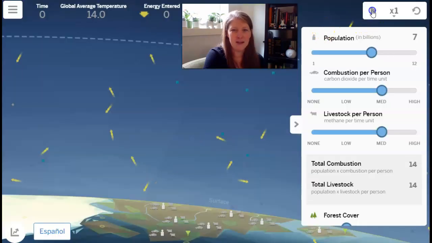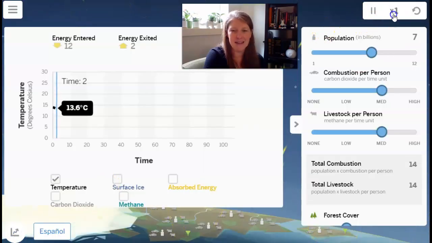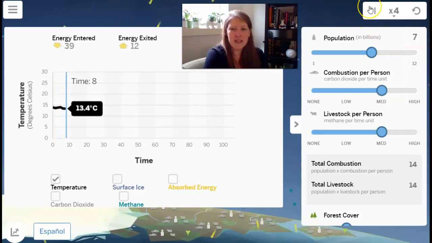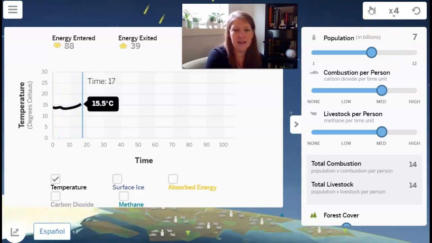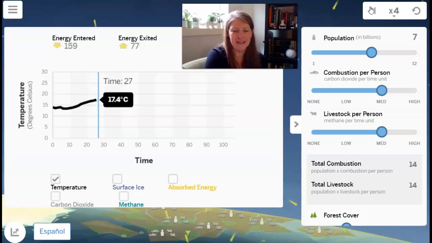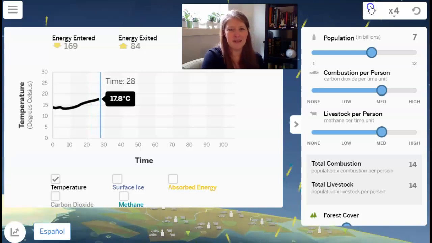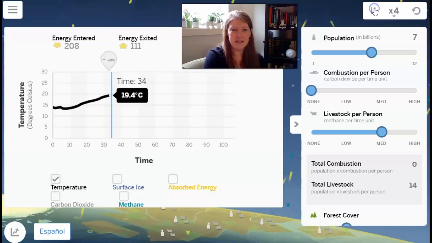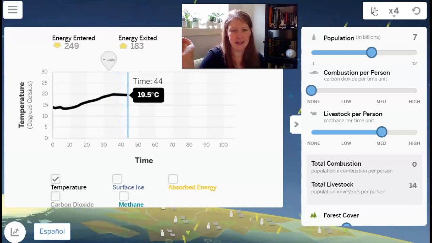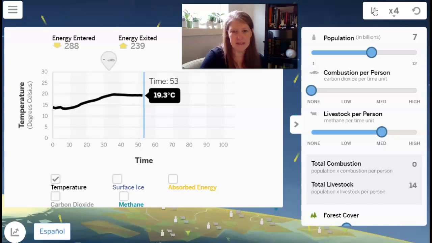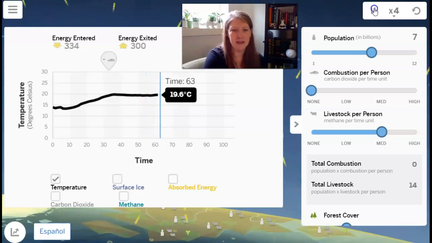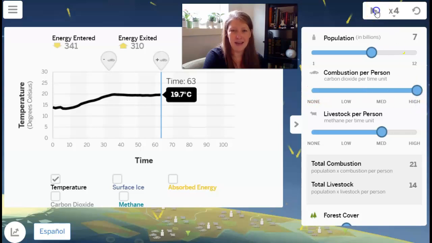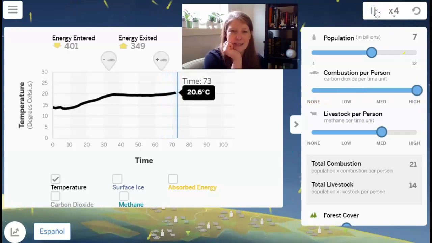And this time we are going to be in the graph just like last time, up to 4. And we're interested this time specifically in combustion, like what exactly is happening to the temperature based on combustion. Okay, I paused a little too soon. So now what I'm going to do is decrease it down to none. So that's the population staying totally the same, but the combustion per person is actually dropping down. And I'm going to hit pause again. And then I'm going to move combustion all the way to high and hit play. And I'll stop it at about 90 seconds.